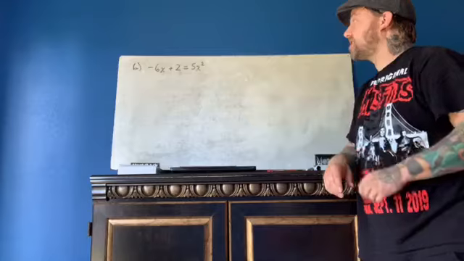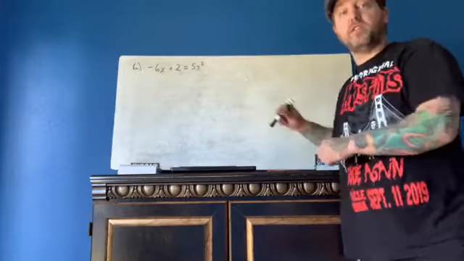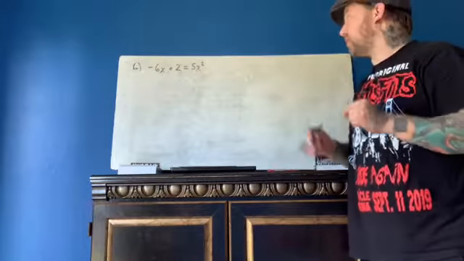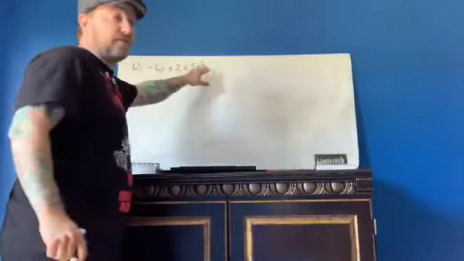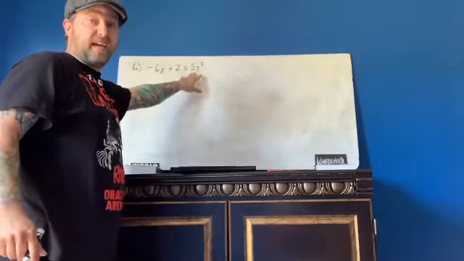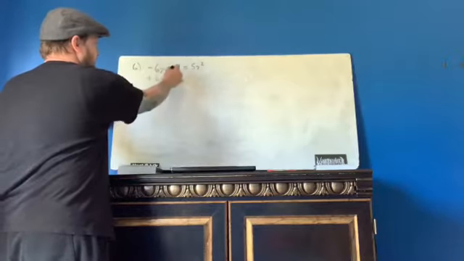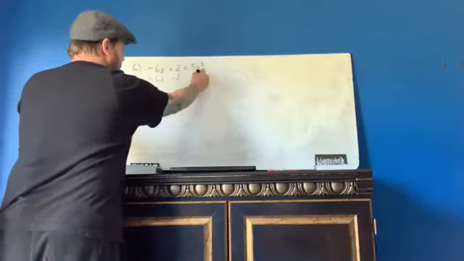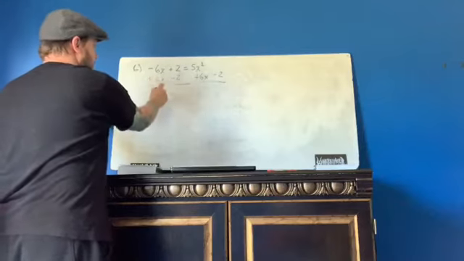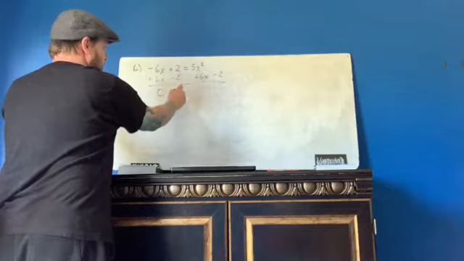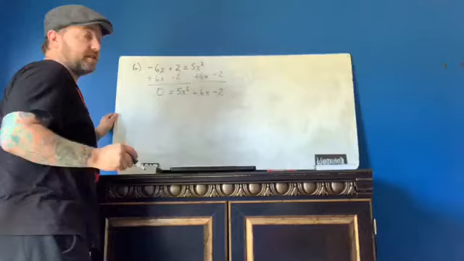This says -6x plus 2 equals 5x squared. So the first thing we always do is what? That's right, we need to set one side equal to 0. I always find it easiest to keep the a positive, so let's add 6x, subtract 2 from both sides, so we'll end up with 0 equals 5x squared plus 6x minus 2.